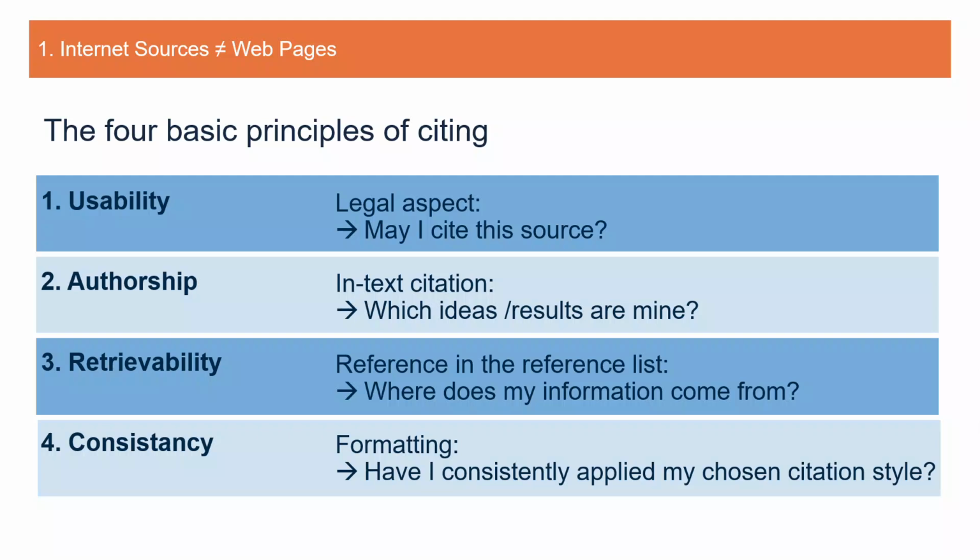That's where we explain the principles in detail. Well, when we have a look at what the most common mistakes are when citing internet sources, we can find that they are connected to the first and the third principle, the principle of usability and the principle of retrievability. Because internet sources are so easy to access, we tend to forget that they are still copyright protected and that we need some legal ground on which we can cite them. And we also find that the reference in the reference list is often incomplete or also sometimes incorrect. Especially the information on the author is sometimes wrong.